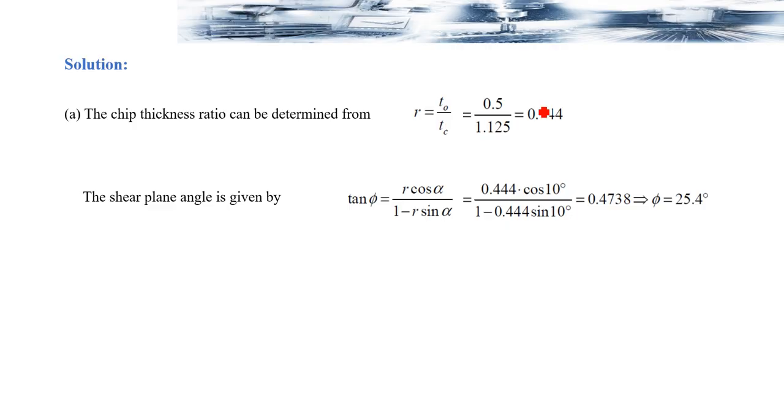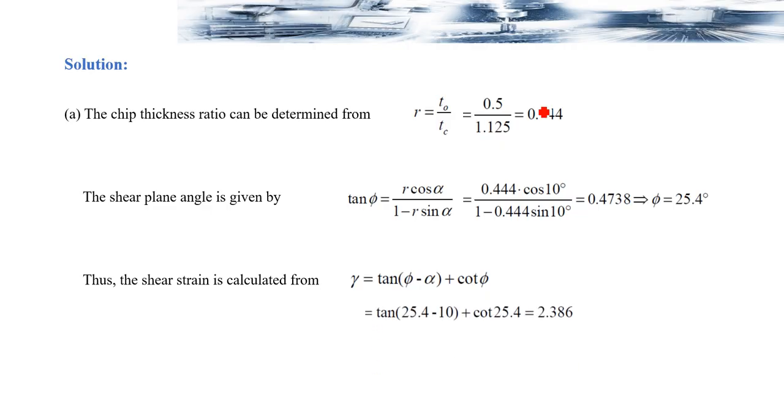Now we continue to calculate the shear strain value: gamma equals the tangent of phi minus alpha plus the cotangent of phi. The phi is 25.4 and the alpha is 10, so the value is going to be 2.386. So this is the shear strain. We don't have a unit for that.